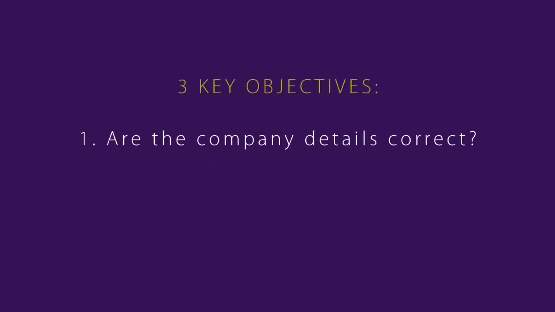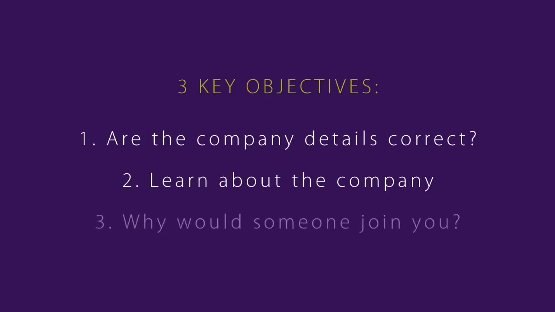This final section will be looking at company information, and here I'm going to be finding out 3 key things. Firstly, are all the details I have about the company and contact correct? This will include the registered company name. Secondly, I need to get details about the company that will enable me to sell them effectively to a candidate. And finally, I need to get details about why someone would actually want to join them as a company, so again I can effectively sell it to a candidate.